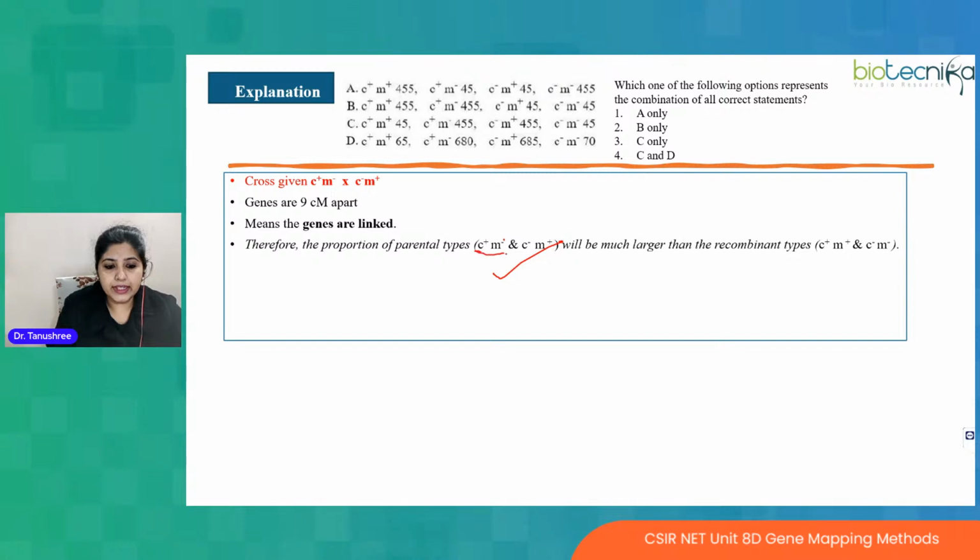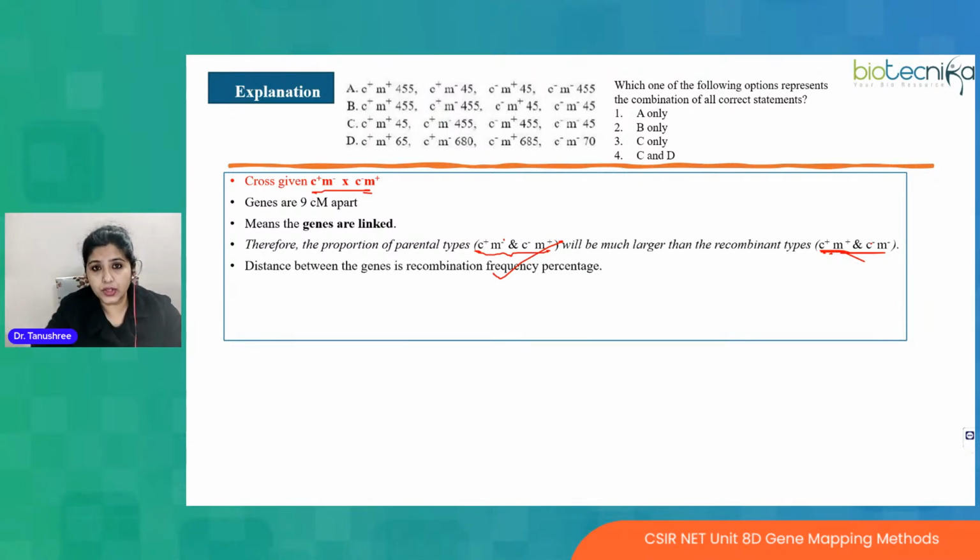So here you can see this is the genotype of the parents, right? Parental types. And the recombinant types genotype is given over here. So you can see the difference, okay? The parental types are like C plus M minus and C minus M plus, whereas the recombinants are C plus M plus and C minus M minus. So this genotype is only possible when the crossing over event is happening.